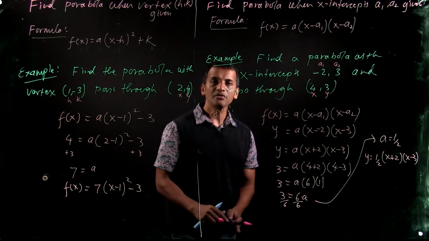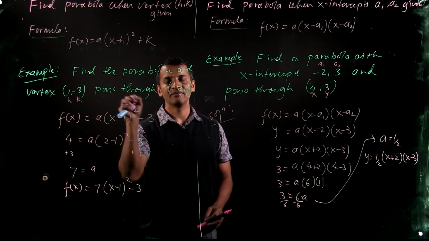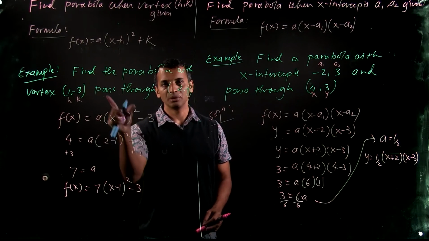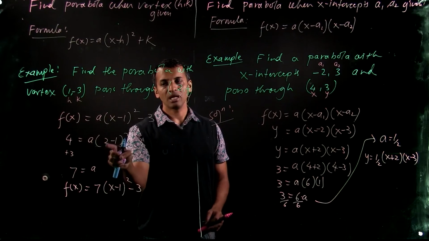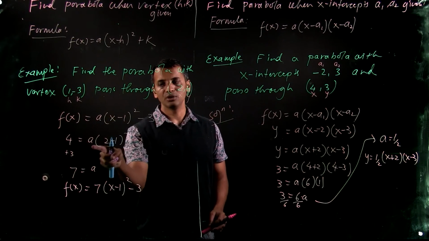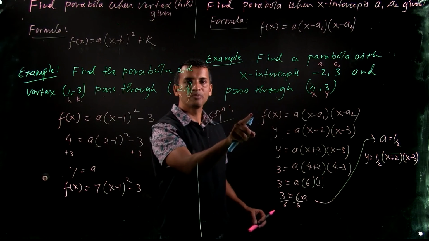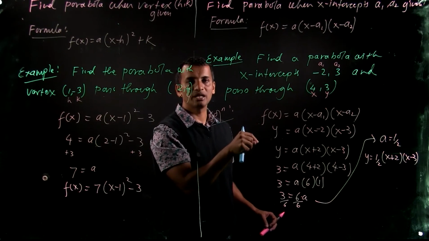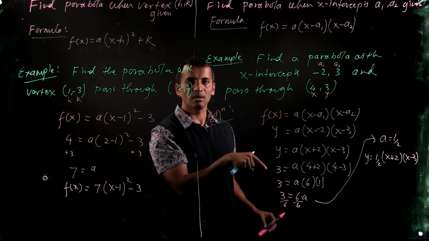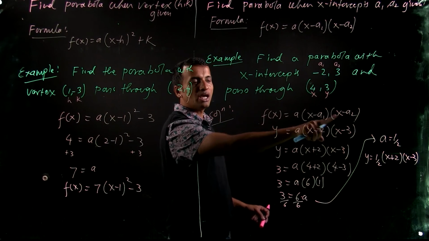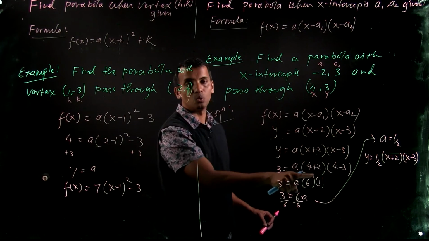Okay, so if a vertex is given and another point is given, then you can find out the parabola. The next point is used to find out a. Next, if two x-intercepts are given and a point on the parabola is given, just use this formula, and then to find out that a, you use that point.